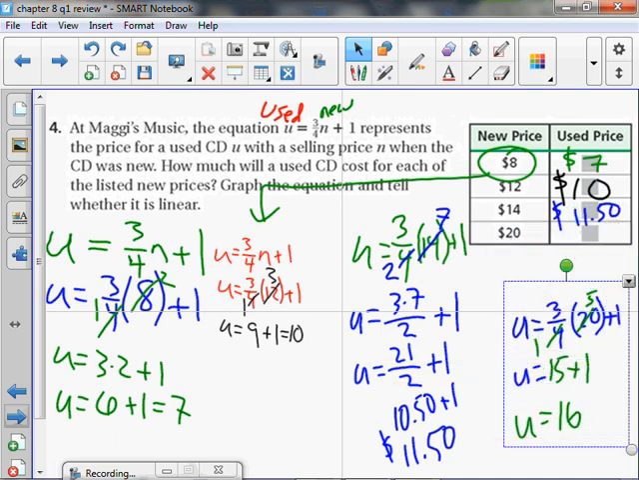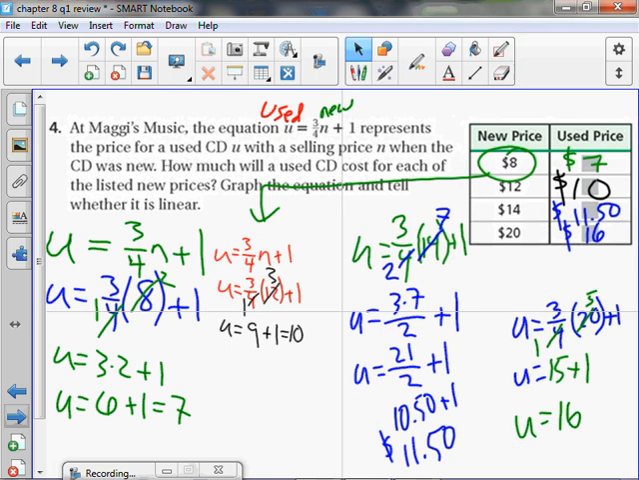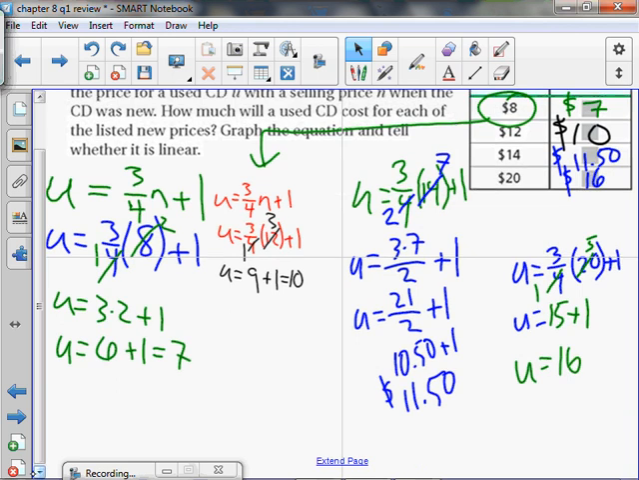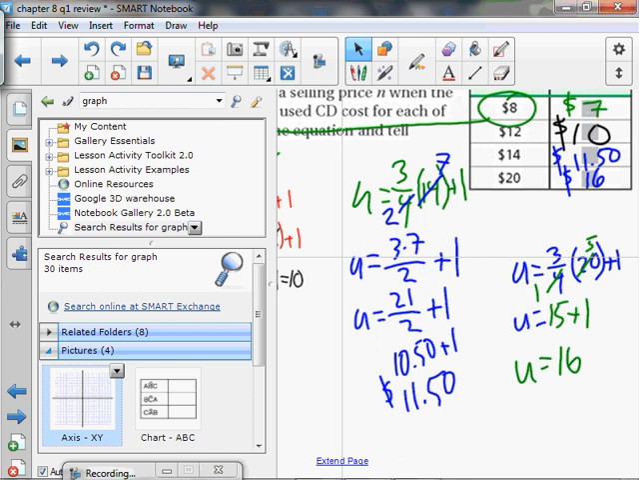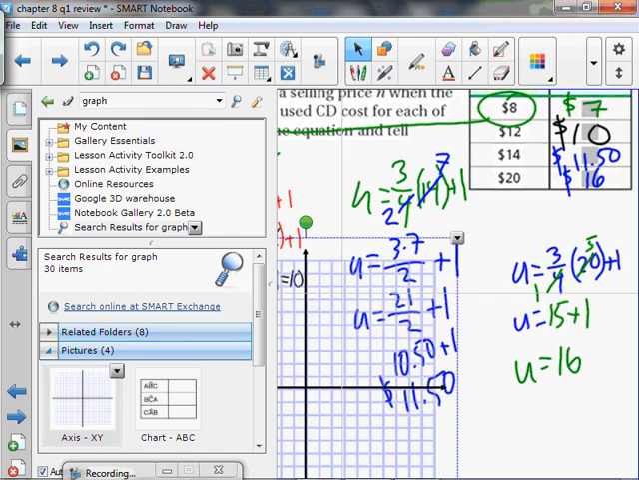And I'm going to say, hey, this is $16 here. And that's all there is to it. I'm then going to graph it and see if this is linear. Okay? So I'm going to go back here, see if my graph is still up. So I'm just going to bring that there.